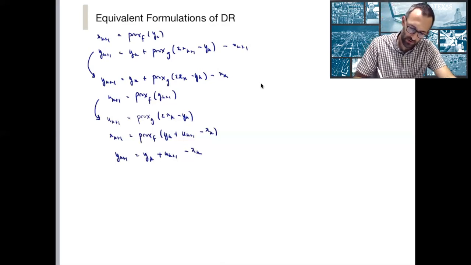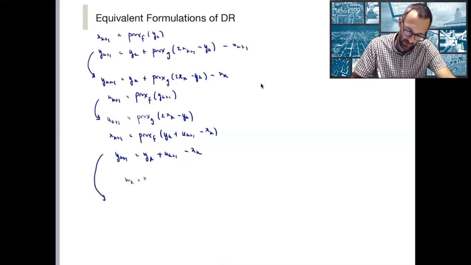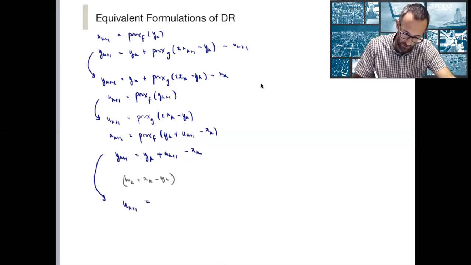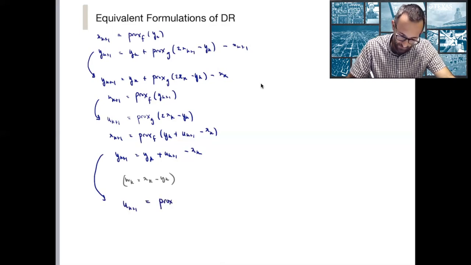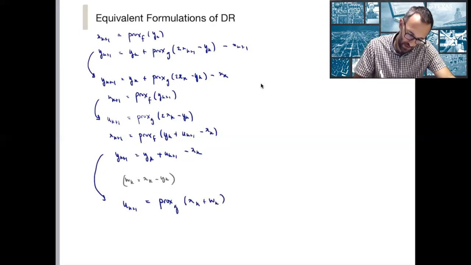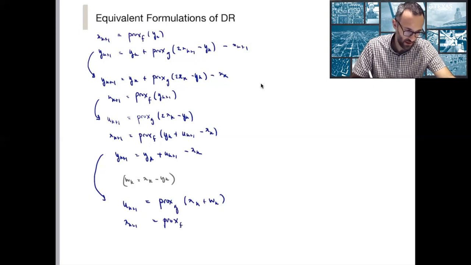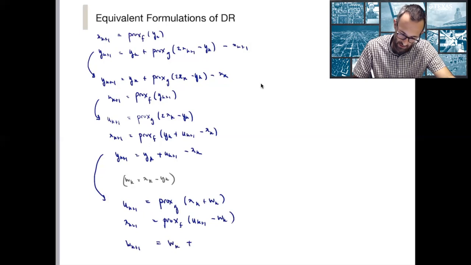And now changing variables, using wk is equal to xk minus yk, we get uk+1 is equal to prox g of xk plus wk. xk+1 is equal to prox f of uk+1 minus wk, and wk+1 is equal to wk plus xk+1 minus uk+1.